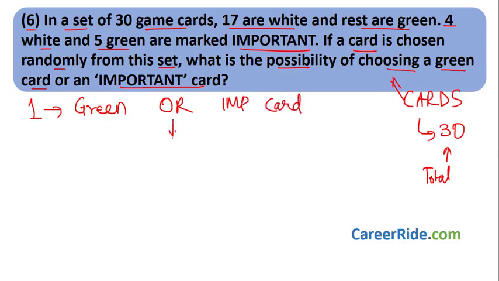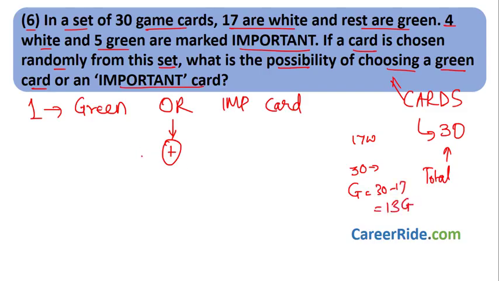What does "or" mean? Plus sign. Now what is the probability of choosing a green card? How many green cards are there in total? There are 17 white, total cards are 30. So how many green cards are there? 30 minus 17 equal to 13 green cards.